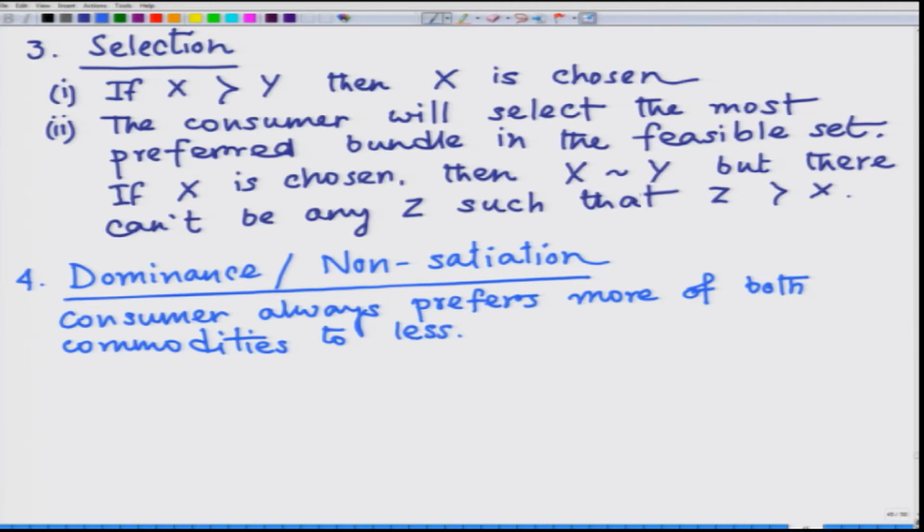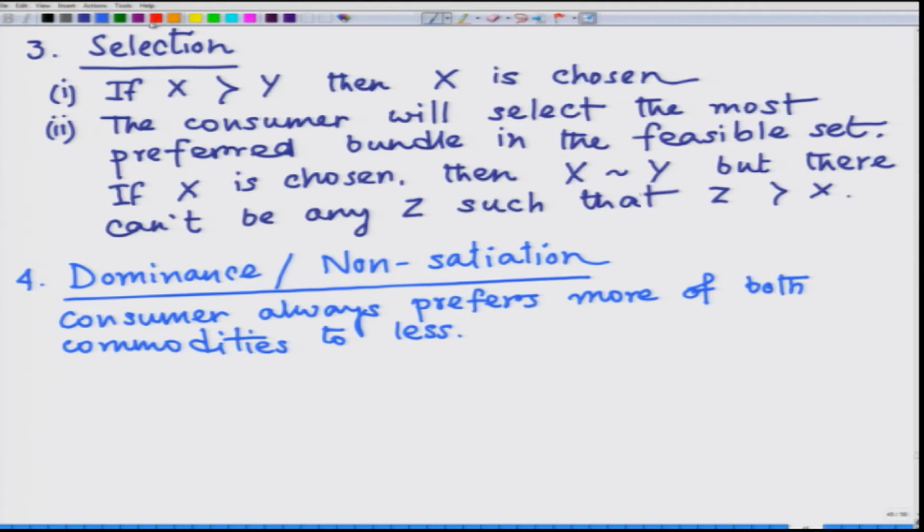This axiom can be widened, and it can also be said that in a two commodity plane, if a bundle X contains more of one commodity and the same amount of the other commodity than the bundle Y, then X dominates Y. So, it means the saturation point with respect to each commodity has not yet been reached. This point is very important, the saturation point, and we will come back to it again.